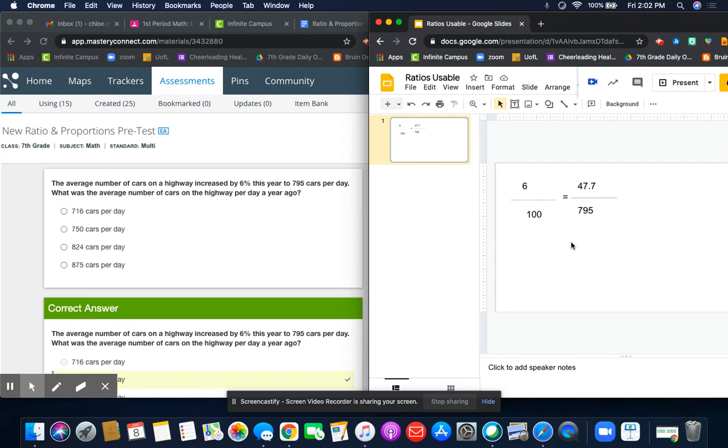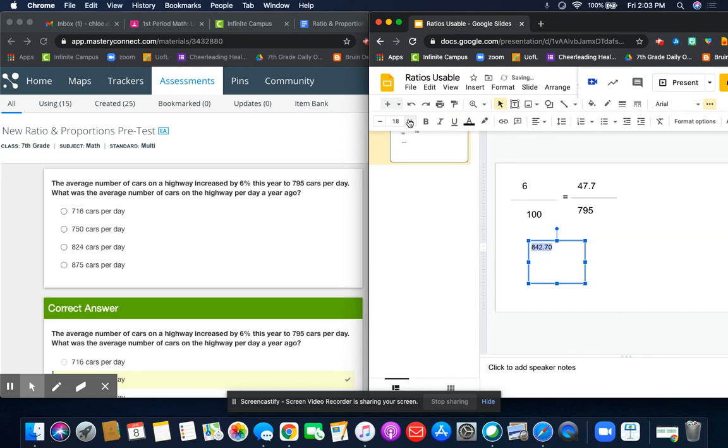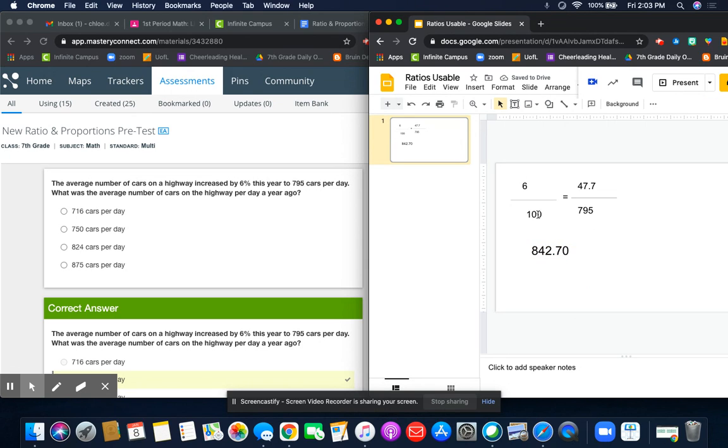However, I want to know how many cars there are now. So I started with this many. Now I'm having this increase. Think of it like a tax or a markup. There are going to be more. So I need to add these two values together. If I do 47.7 plus 795, I end up with a value of 842.7 cars. That's not an answer choice over there because I changed the problem. I didn't like what it was asking you. So if you were to do this problem, solve this out, add these two, that is your new value.